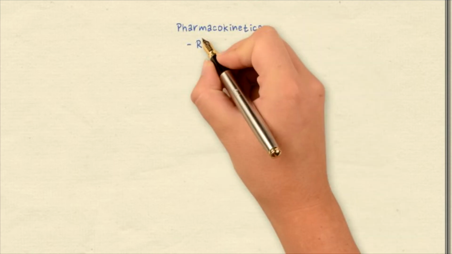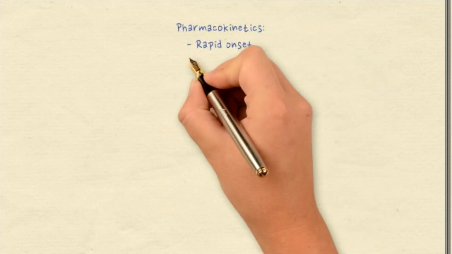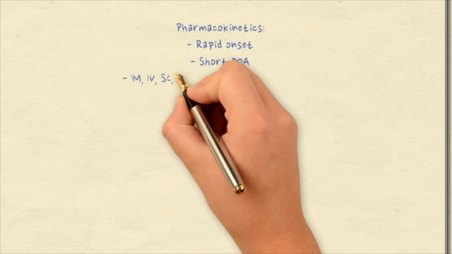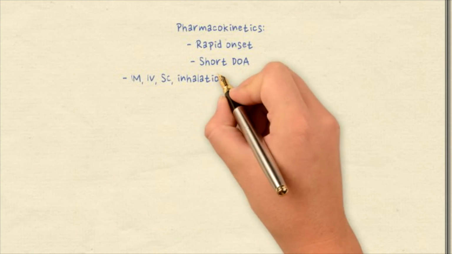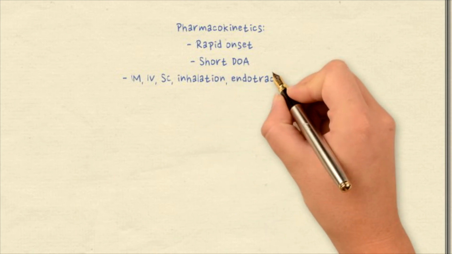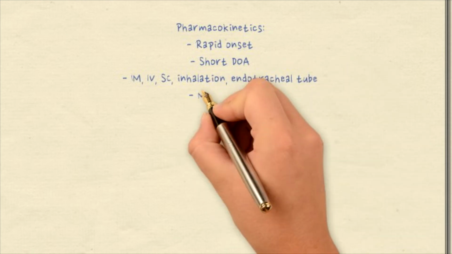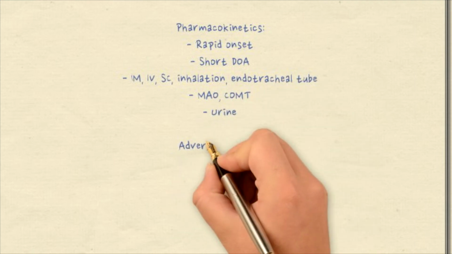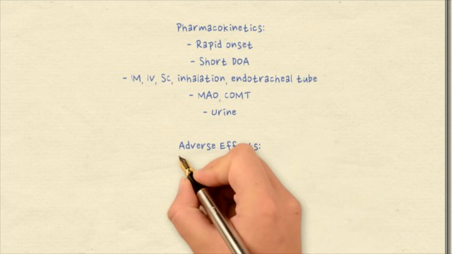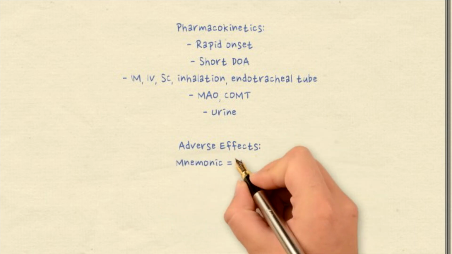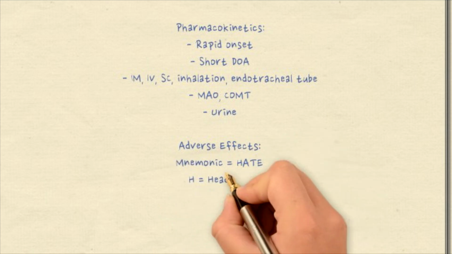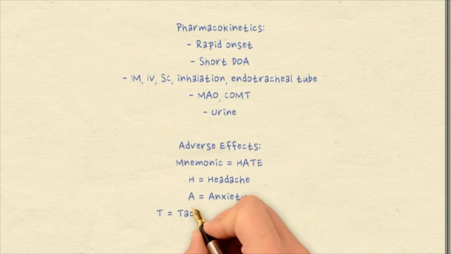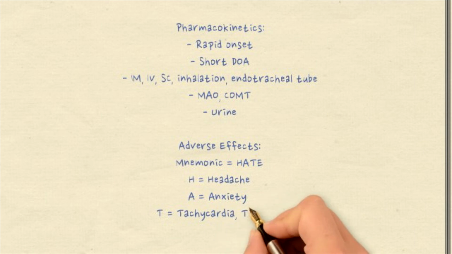So now let's talk about the pharmacokinetics of epinephrine. Epinephrine has a rapid onset of action, but it has a brief duration of action because it is rapidly degraded. The preferred route is IM. It can also be administered via IV, subcutaneous, inhalation, or endotracheal tube. It is metabolized by the enzymes MAO, monoamine oxidase, and COMT, catechol O methyltransferase, and the metabolites are excreted in urine.